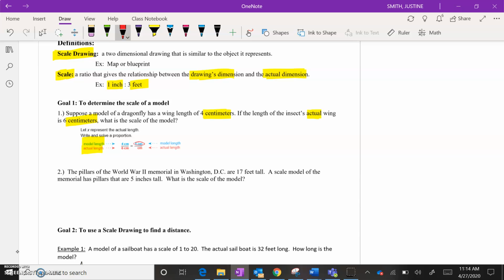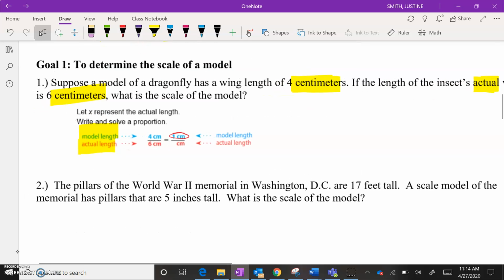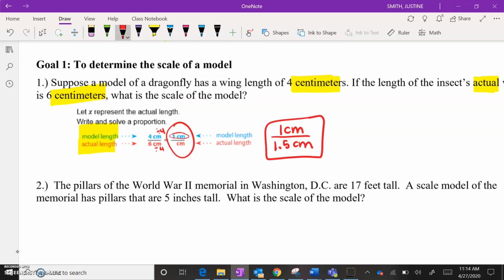All we're going to do here is look at how we got from 4 to 1. We divided by 4. So we're going to divide 6 by 4, and that's going to give us 1.5. So the scale here would be 1 centimeter, which is the model length, to 1.5 centimeters for the actual length. That's all you're doing for scale.